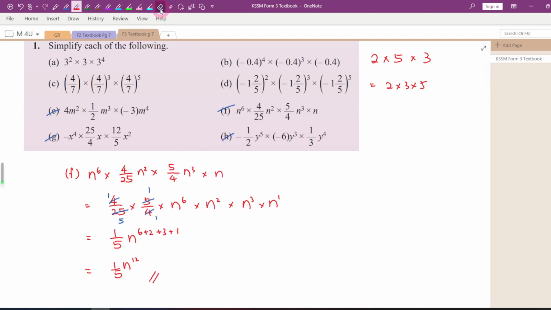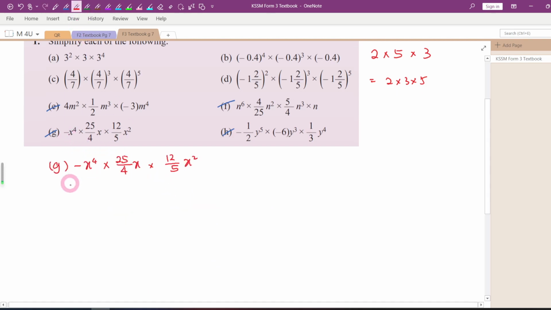If you don't want to write it this way, you also can write it this way. Since this is 1 over 5, you can just write n power 12 divided by 5. These both are correct. Okay, now let's go to G. Same thing here. We are going to rearrange that. It becomes negative 1 times 25 over 4 times 12 over 5. And then for the x part, it will be x power 4 times x times x power 2.